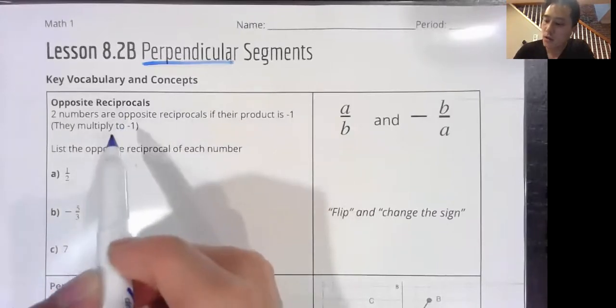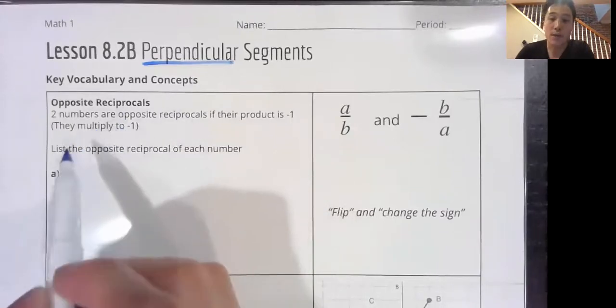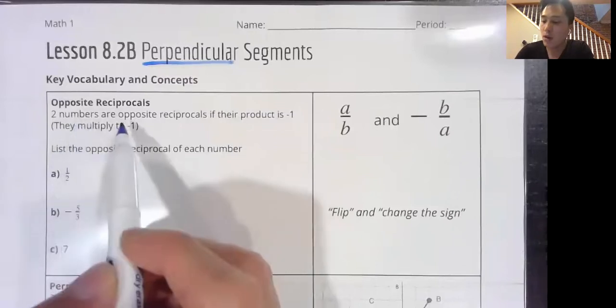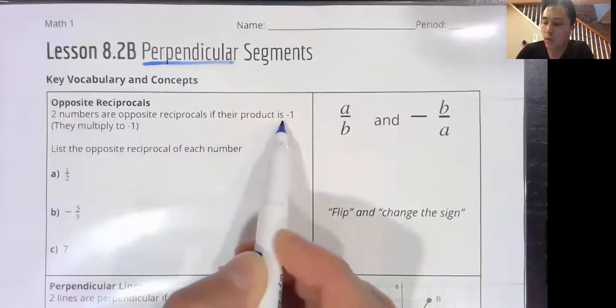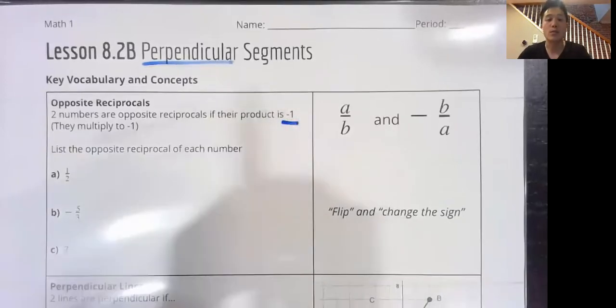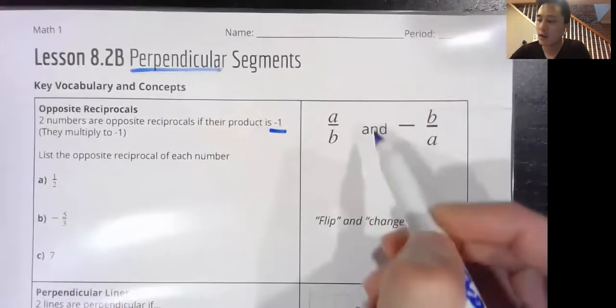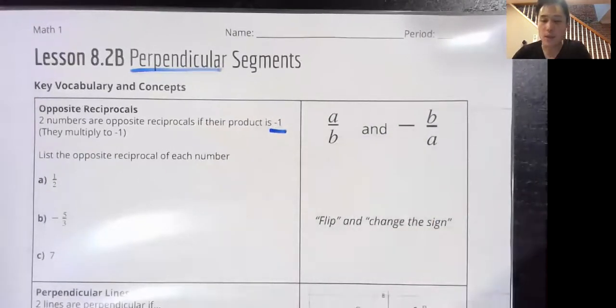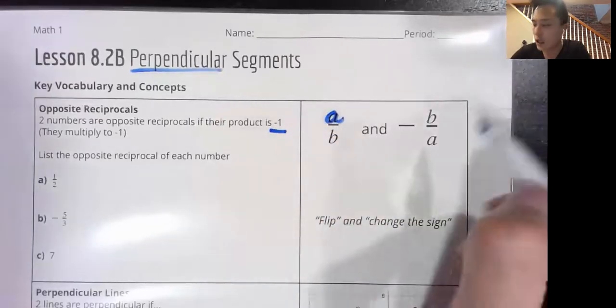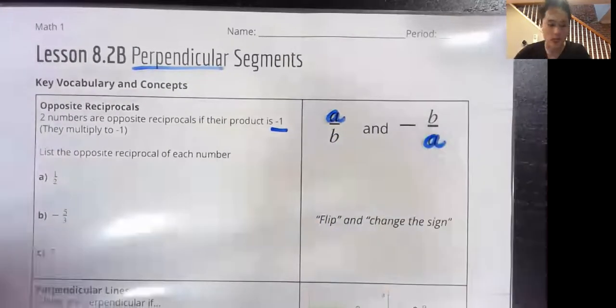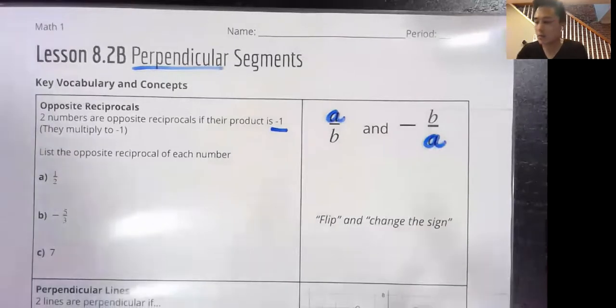First, let's review opposite reciprocals. Two numbers are opposite reciprocals if their product is -1. Remember, product is what you get when you multiply two numbers together. Here's an example of opposite reciprocals. We have A over B and -B over A.